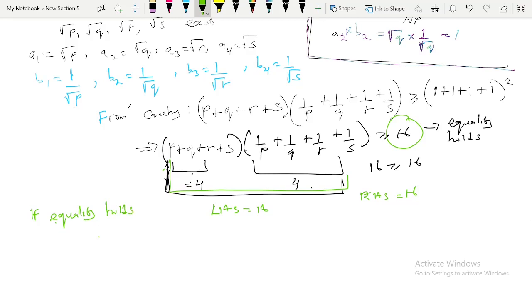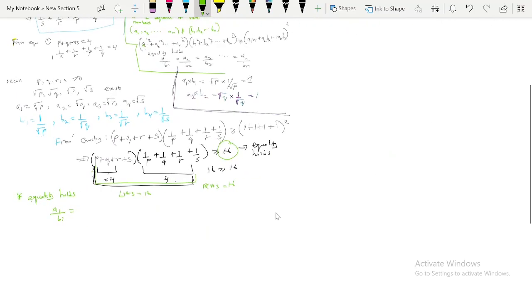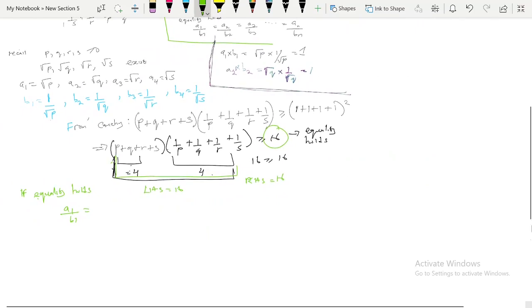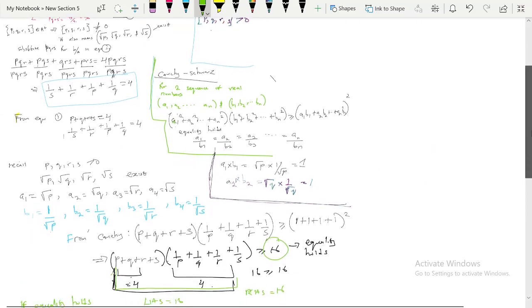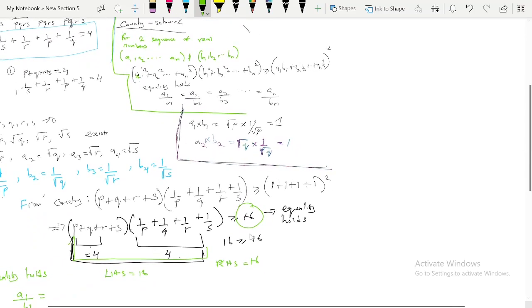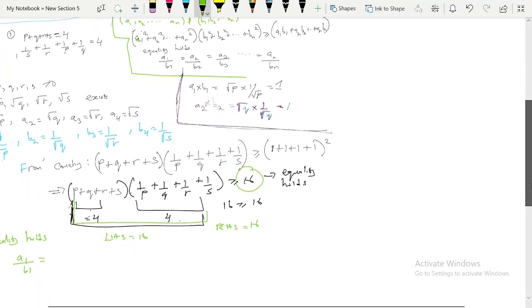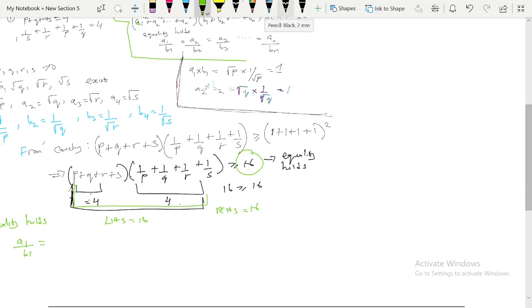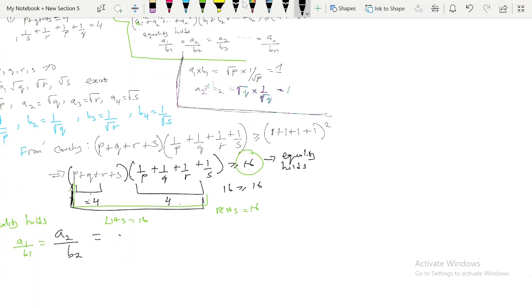Recall we said that means A1 over B1 equals... I can zoom it out so you can see it. Okay, let me zoom it in a little. So remember we said if equality holds, then we know that A1 over B1 is equal to A2 over B2 equals A3 over B3 equals A4 over B4, right?